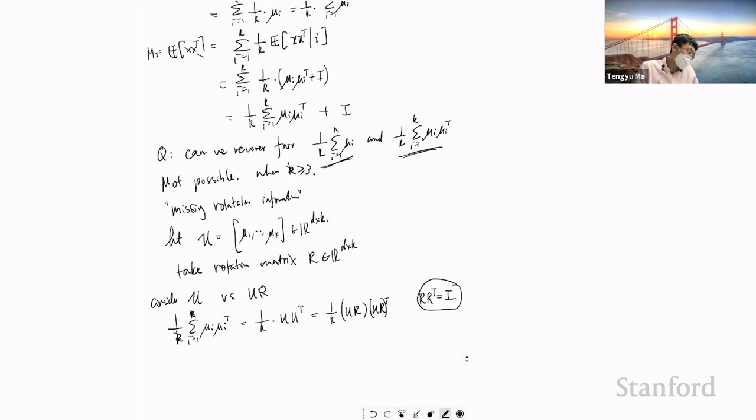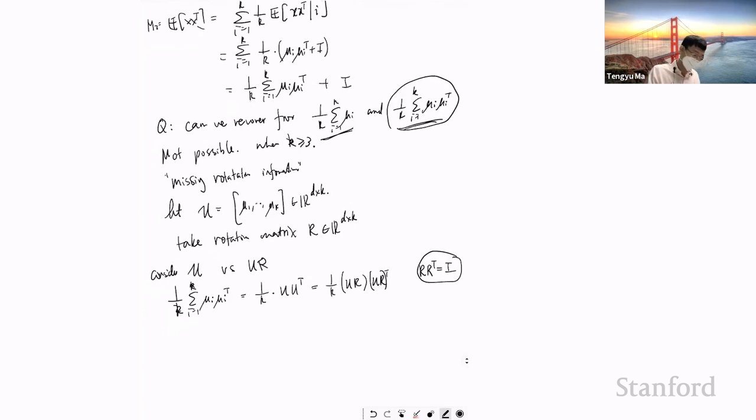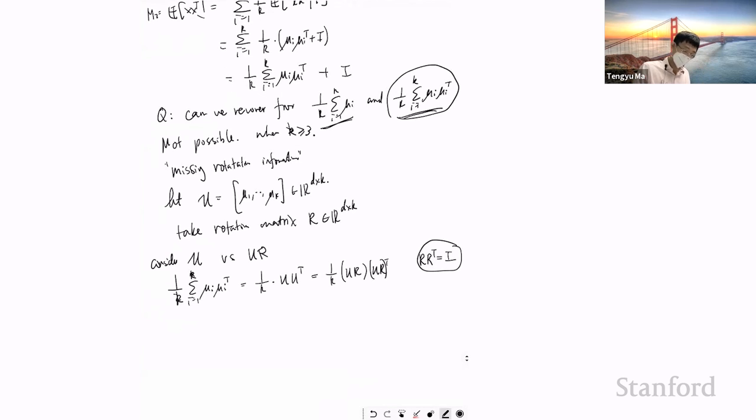So that means that U and UR are not distinguishable from this quantity, from the average of the product of U and the mu and mu I transpose. Now let's look at the first order moment. To make the first order moment also not distinguishable, I also have to take R such that R times all1 vector is still equal to all1 vector.